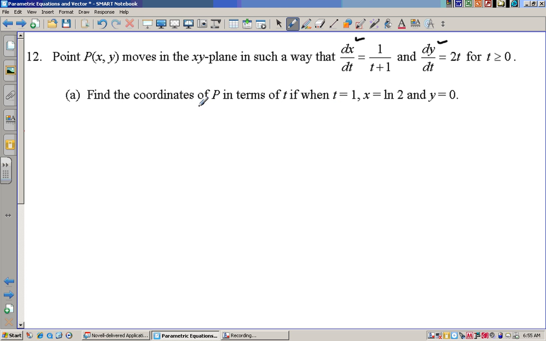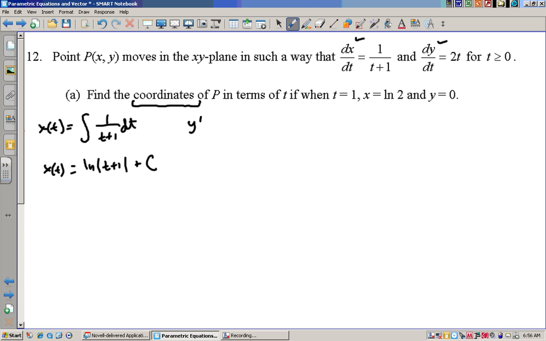It says A, find the coordinates of P in terms of t. Coordinates, that's the actual position. So that might have been a problem. Coordinates means the position of the point P in terms of t. So we're going to have to anti-derive. So here's how we do that. That means that x of t is going to equal the antiderivative of 1 over t plus 1 dt. And this is the notes that I gave you yesterday. You needed to remember that when you're anti-deriving, you always need a plus c. Notice there aren't any bounds here. So this will equal the natural log of t plus 1 plus c. And that's my x of t.